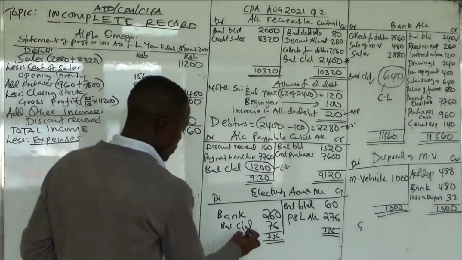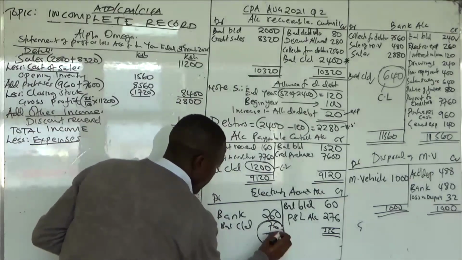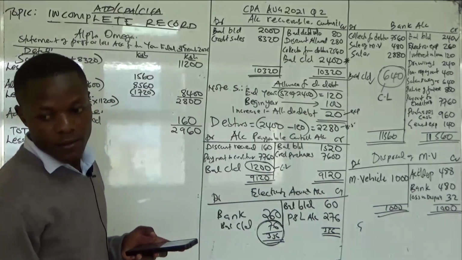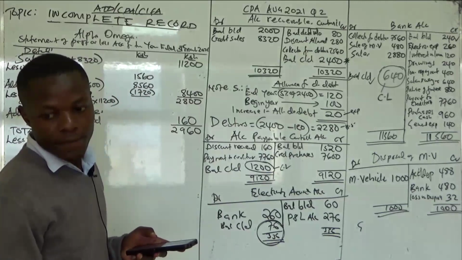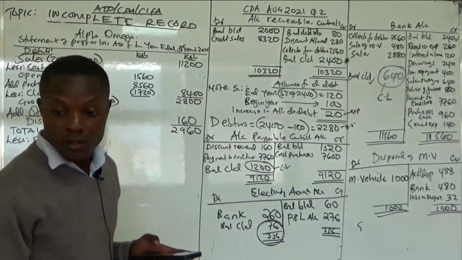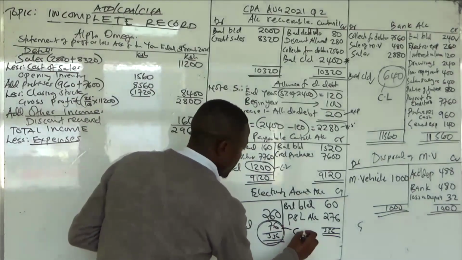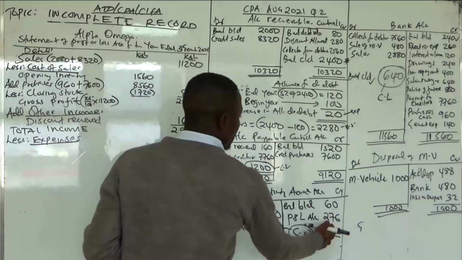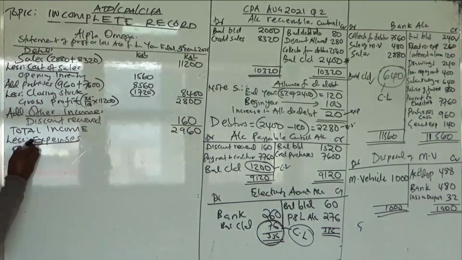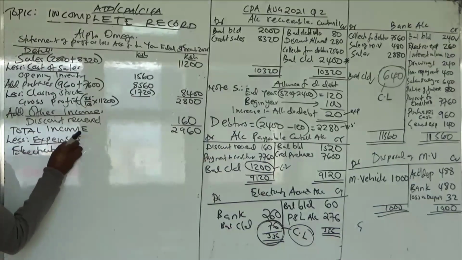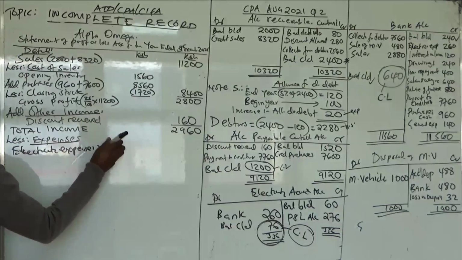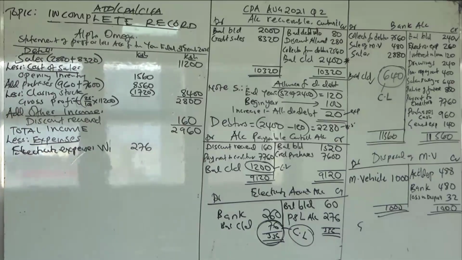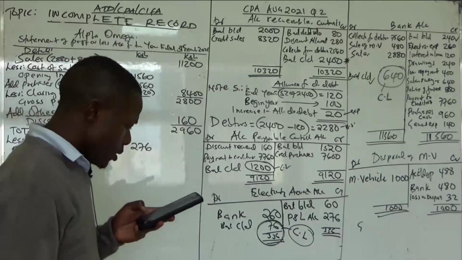So where will this amount go? Where will the 76 go? It is in the balance sheet, in the area of current what? Current liability. Yes, at the end of the year. But in the P&L expense, the electricity expense working will be 270. Very good. Then we have general expense.